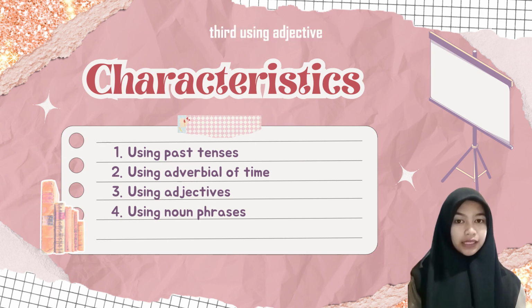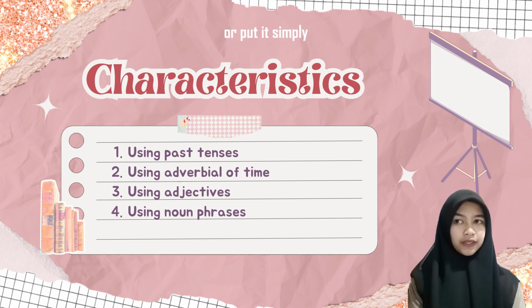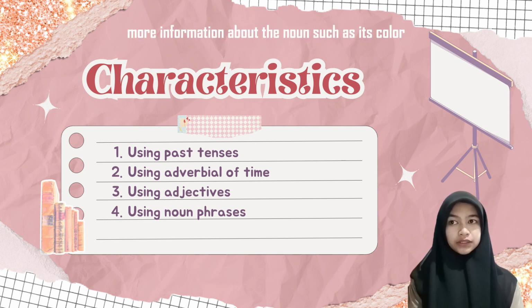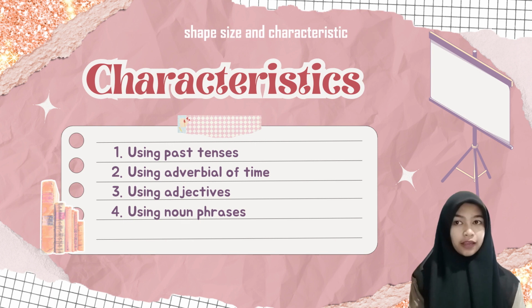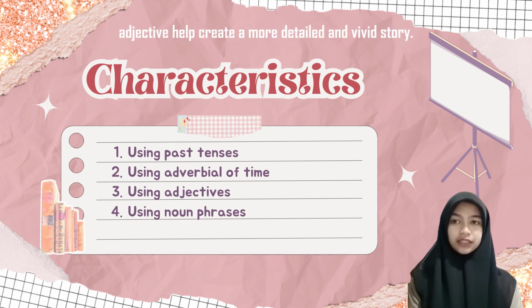Third, using adjectives. Adjectives are words that describe or modify nouns, or put it simply, adjectives are words that give more information about a noun such as its color, shape, size, and characteristics. In narrative text, adjectives help create a more detailed and vivid story.